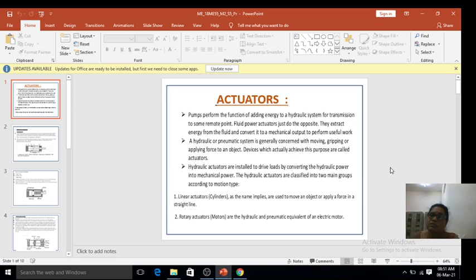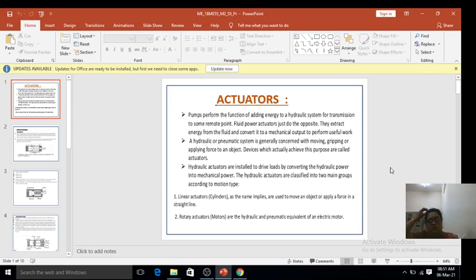Hydraulic and pneumatic systems both utilize actuators, that is hydraulic actuators and pneumatic actuators. Generally, a hydraulic or pneumatic system is concerned with moving, gripping or applying force to an object. Devices which actually achieve this purpose are called actuators. That is, actuators are installed to drive the load by converting hydraulic power into mechanical power.